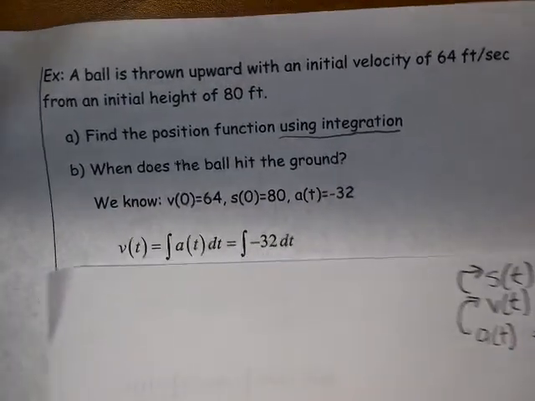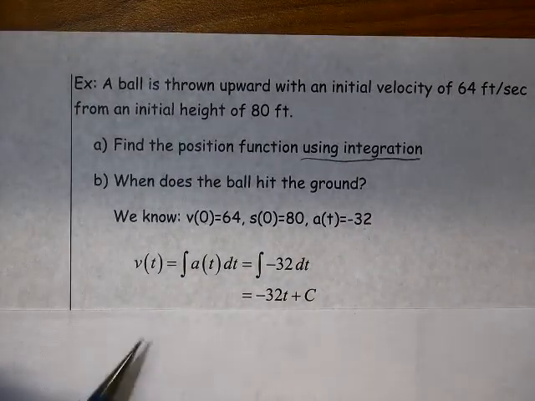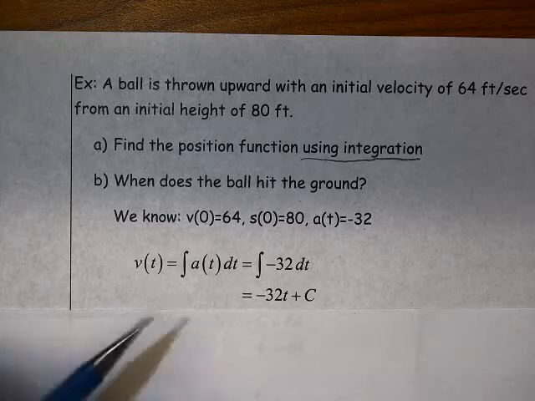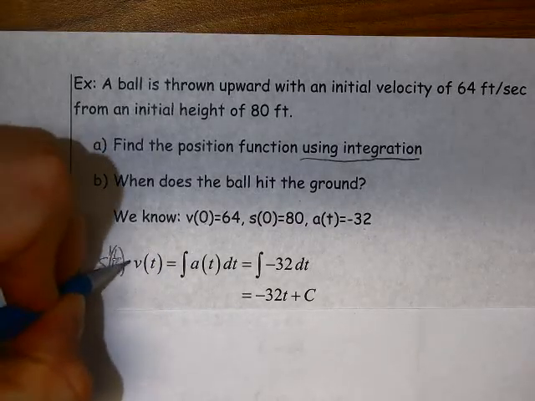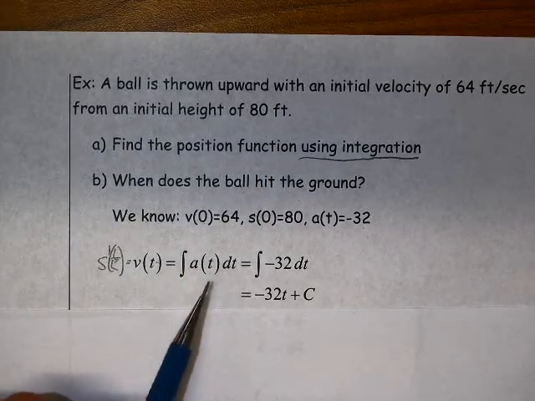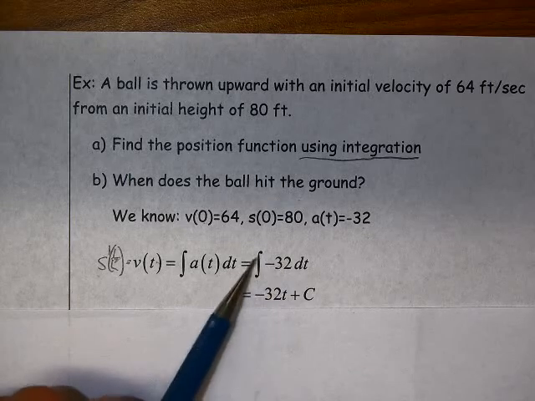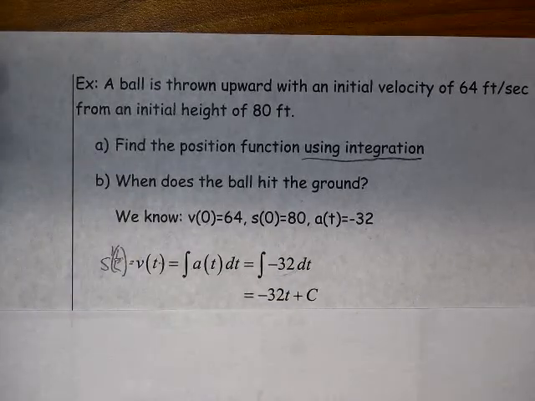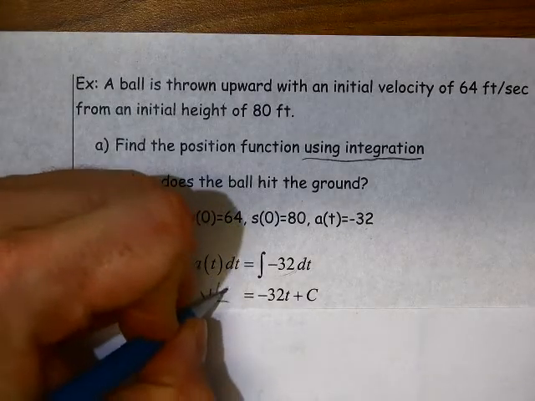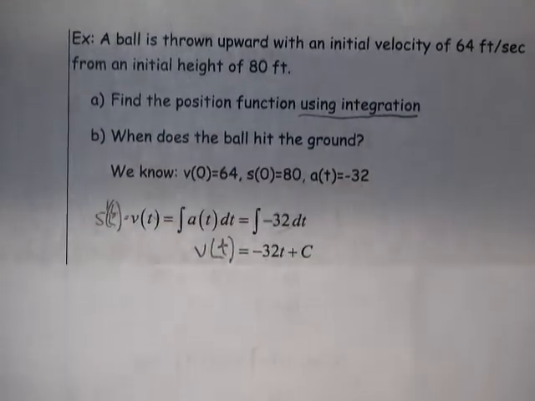So when we go to do that, to find the first derivative of the position, that's the velocity. So we're going to find the indefinite integral of the acceleration. We're going to find the antiderivative of negative 32. That's negative 32t plus some constant. So I know that v of t equals negative 32t plus c.